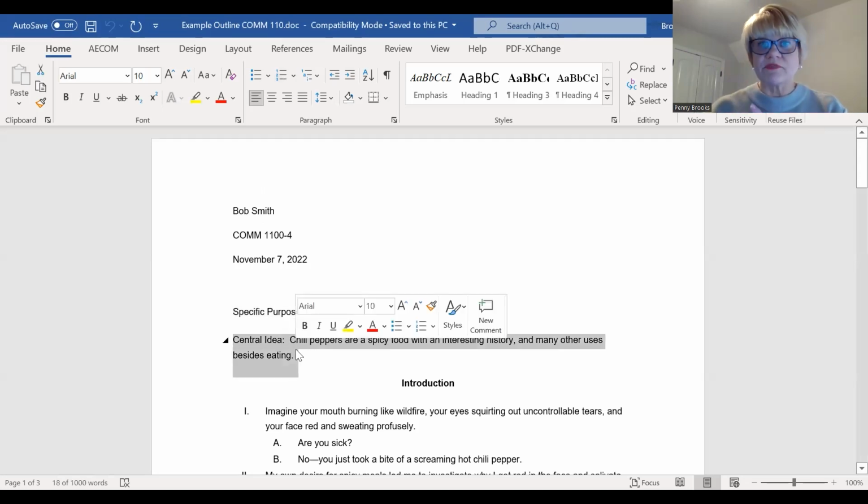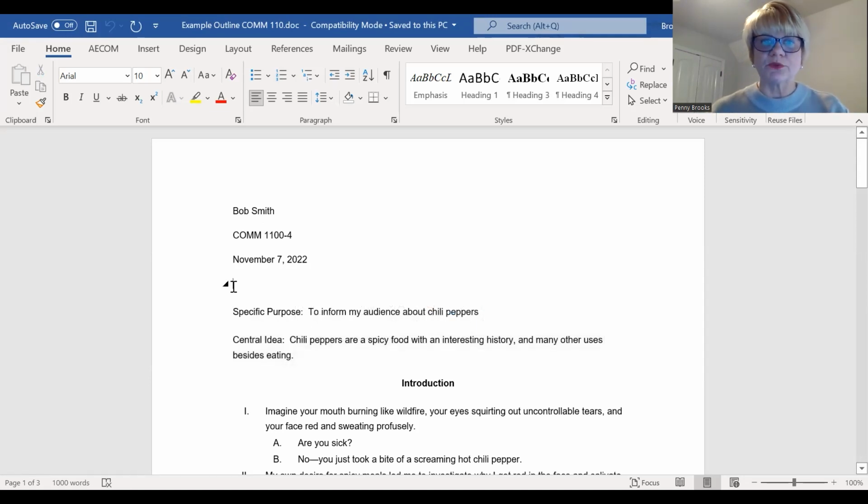For the purposes of this example, the student who wrote this outline was basically doing an informative speech, talking to their audience, which was our class, about chili peppers. So kind of a broad topic, really. I would have preferred it be a little narrow, but the outline was so good, I'm using it.